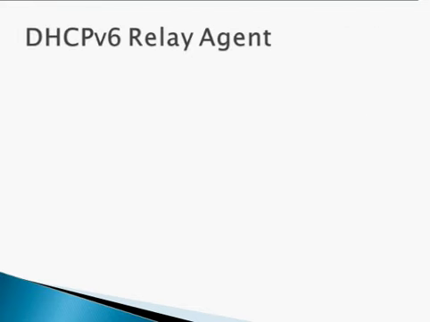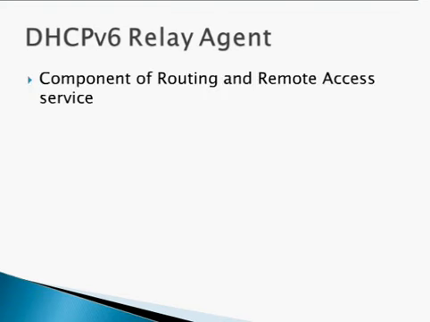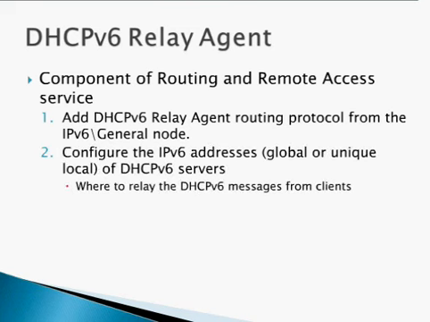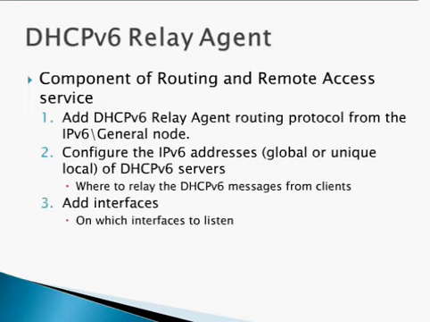Okay, well, what about the relay agent? Well, again, it's a component of the Routing and Remote Access service. So in Windows, you add the Routing and Remote Access service, and then you go to the IPv6 General node, you add a routing protocol. There's a DHCPv6 relay agent component. You add that. You configure the IPv6 addresses of the DHCPv6 servers, where to relay the messages, and then you also add a series of interfaces. These are the interfaces on which to listen. And again, it's very similar to any other relay agent in terms of saying what interfaces are you listening on and where do you want to relay the traffic to. Very straightforward.